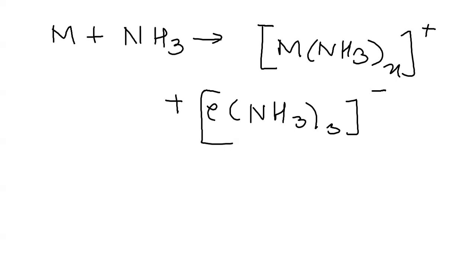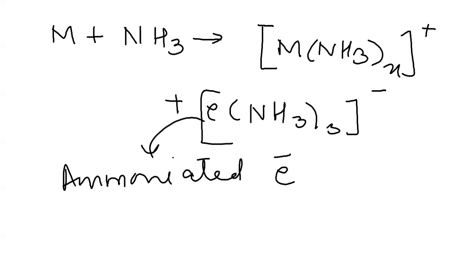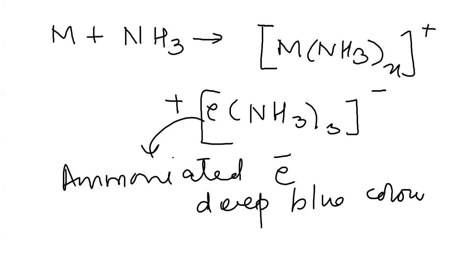Now, this is what we call the ammoniated ion, and this is the ammoniated electron. So this ammoniated electron is actually responsible for the deep blue color of the solution. And these solutions are paramagnetic.